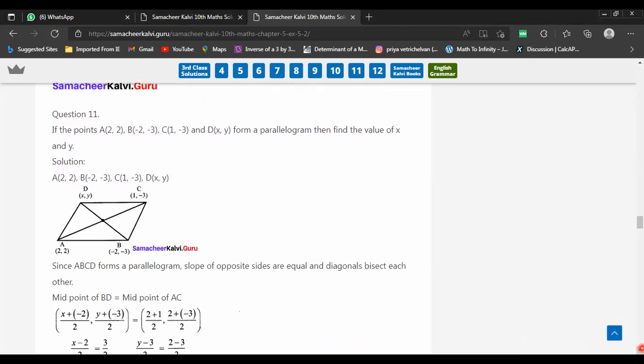Again, they gave you 4 points and they're asking us to find the parallelogram. And they didn't give the fourth coordinate point, which is x comma y. You need to find out this. So you can find this with the help of the midpoint formula. From the diagram, we can say the midpoint of BD must be equal to midpoint of AC.